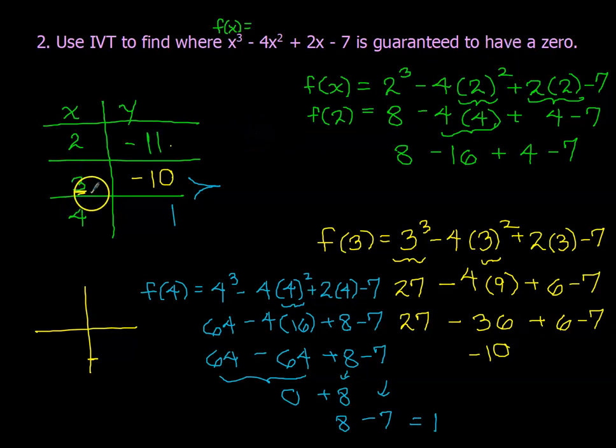So since it goes from negative to positive right here, that's using the intermediate value theorem to tell you that somewhere between where x is 3 and 4, there's going to be a zero, because I went from where y is negative 10 all the way to where y is 1. So somewhere I passed the zero, which is the x-intercept, which is the point on the x-axis.